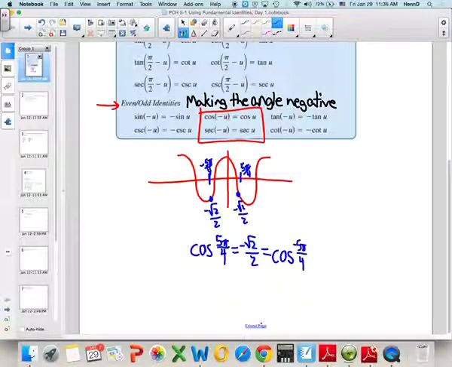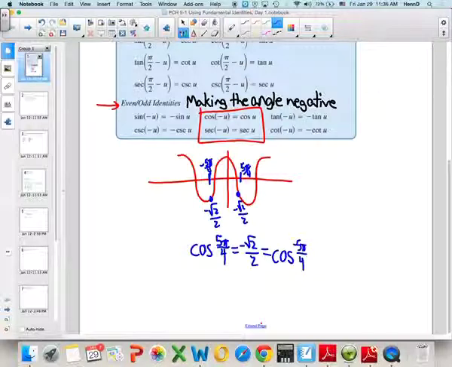Okay? So, it says there that the cosine of negative u will equal cosine of u, which is positive. So do you change the answer to positive, or do you leave it as negative? No. The angle is what's changing sign. The value of the trig function just is what it is. The angle is the only thing that's changing sign.